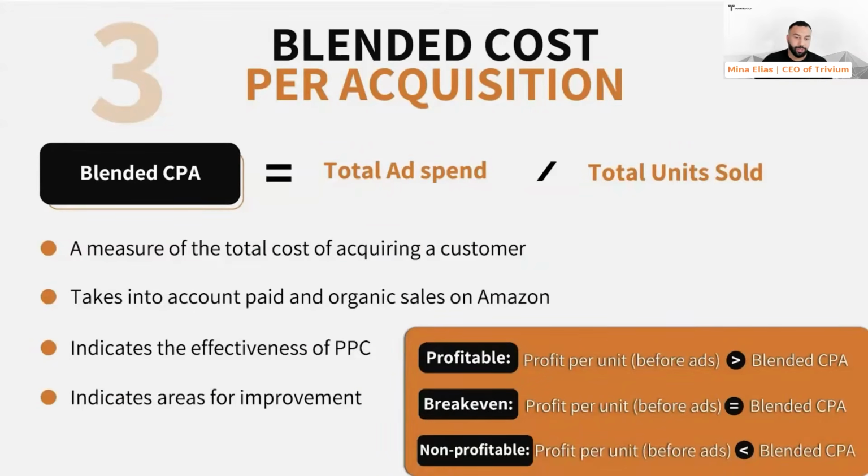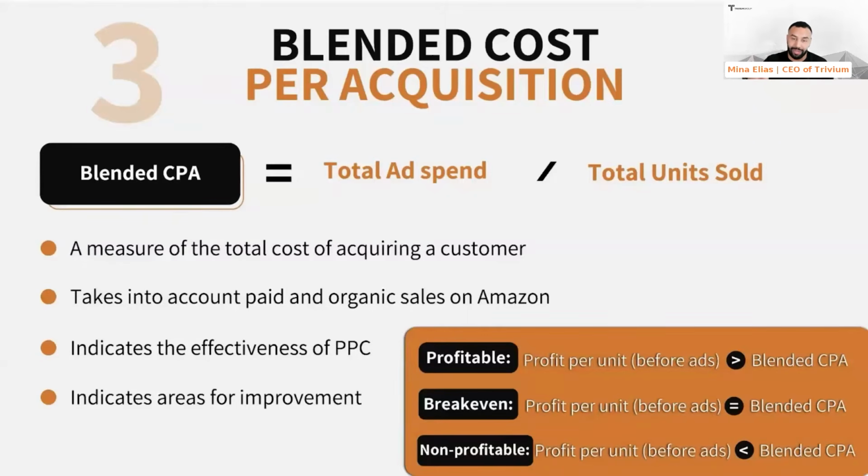Blended cost per acquisition is your total ad spend divided by your total units sold. You know what your maximum profit per unit is. Your blended cost per acquisition is going to eat out of that, and whatever is left is going to be your profit. So let's say, again, you have $10 in profit per unit. If your total ad spend is $100 and your total units sold is 100 units, you're spending $1 per unit as a cost per acquisition, which means you're left with $9 in profit per unit.